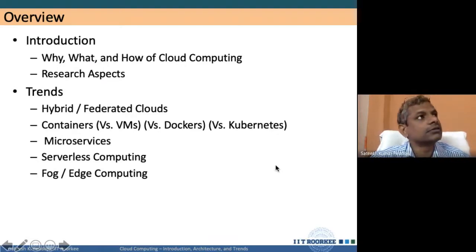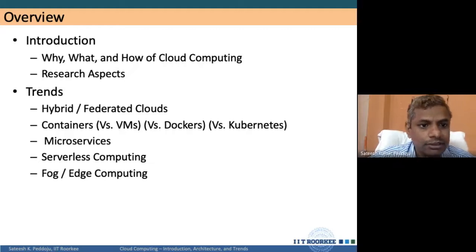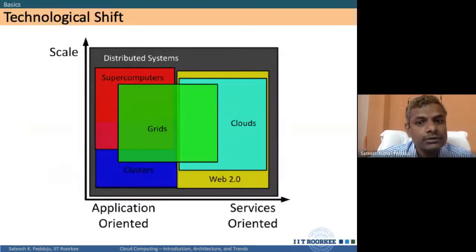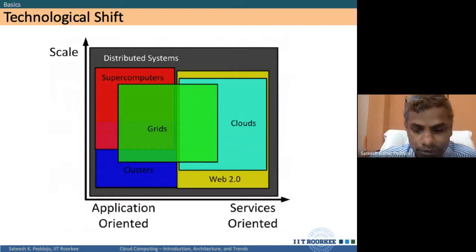Right. First, we'll spend a couple of minutes on an introduction, the why, what, and how of cloud computing, and we will also try to highlight the research aspects that you can focus on. Later we will highlight the recent research trends in cloud computing that you can start exploring. Okay, so why cloud computing?